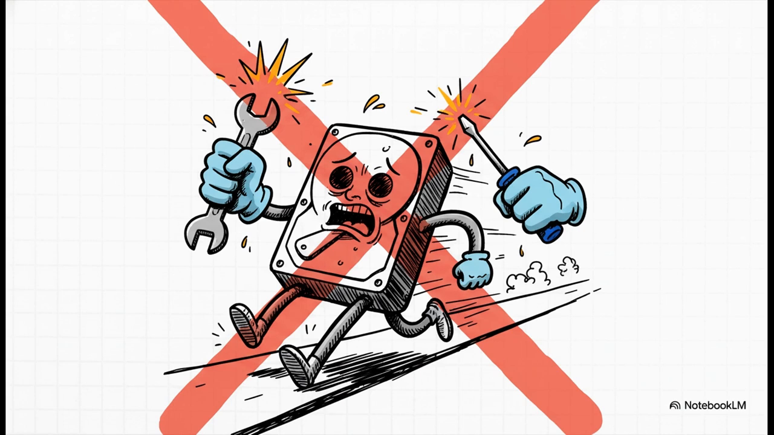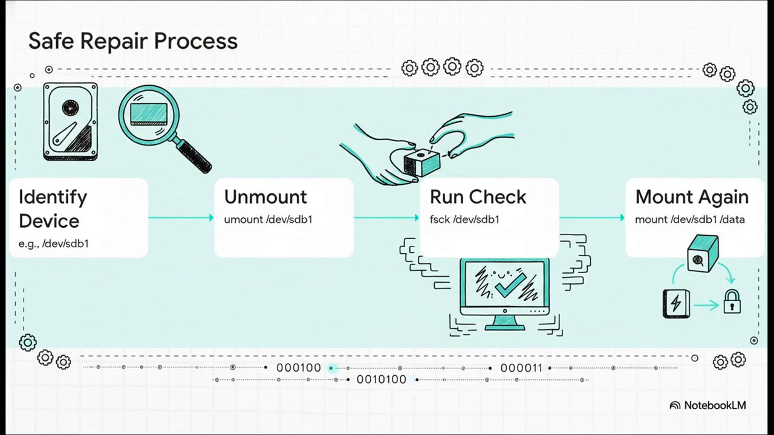You must never run a file system check on a mounted active file system. Seriously, that's like trying to perform surgery on a patient while they're running a marathon. It's a guaranteed way to cause massive, catastrophic data loss. Just don't do it. The safe way to do it, the only way to do it, is this simple 4-step process.